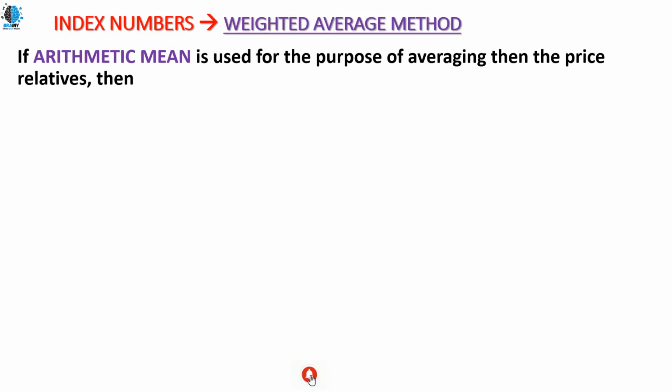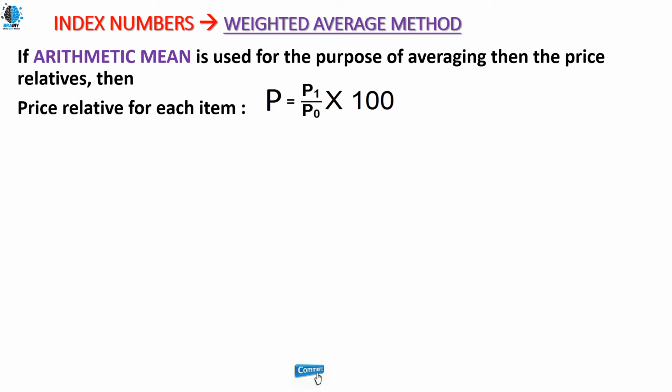If arithmetic mean is used for calculating the weighted average method, we have to calculate the price relative for each item for each year. So how to calculate price relative? The formula is P = P1/P0 × 100. How to read this? Price relative for the current year with respect to the base year, times 100.